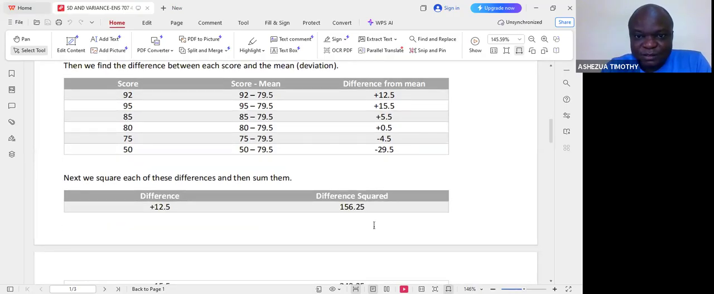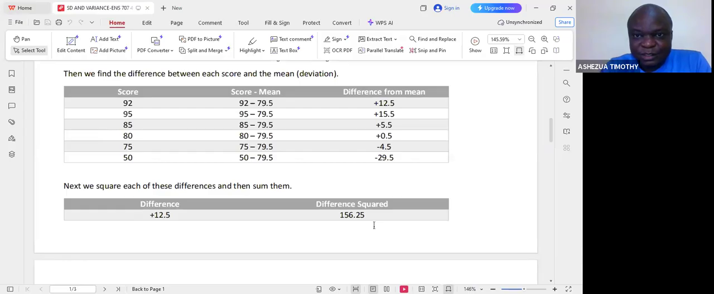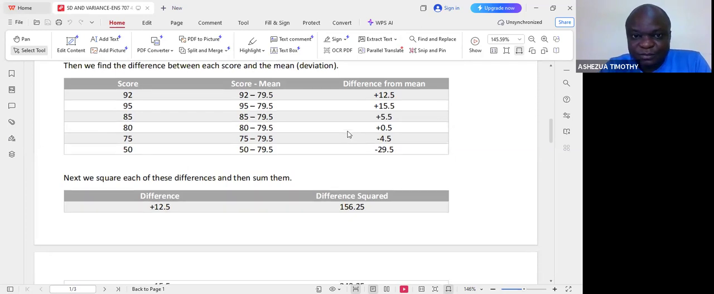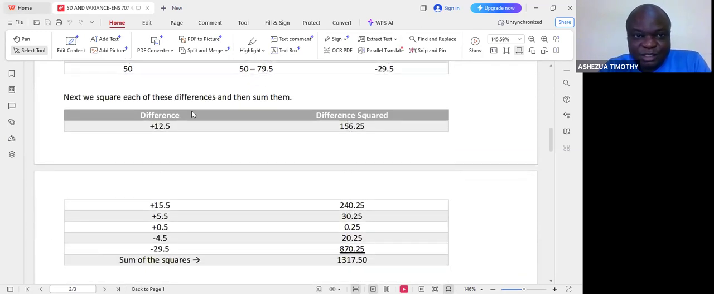Next is to square. I will square all this. That is, this column and this column, there's no difference. So x minus x bar. The next column we'll create is x minus x bar squared.